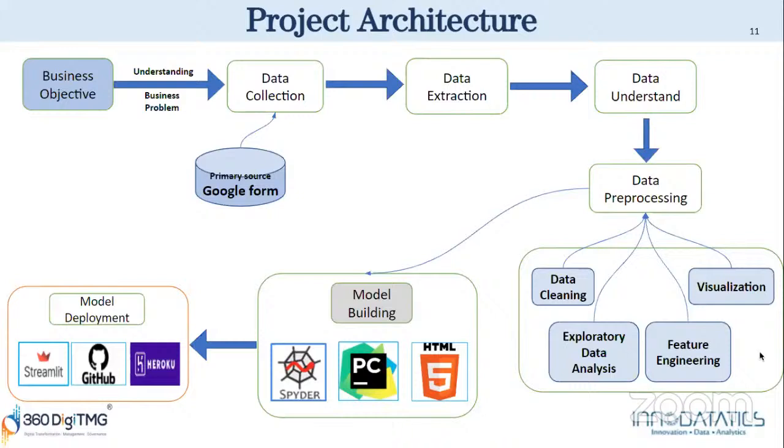So the primary source is recorded responses from the Google Form, and the secondary source is market research work. Next, we proceed to data extraction and data understanding. This includes the selection of the data set, analysis of its attributes, and preparing the structured format. After all the earlier mentioned steps are performed, data pre-processing is taken up. It includes data cleaning, exploratory data analysis, feature engineering, and data visualizations.